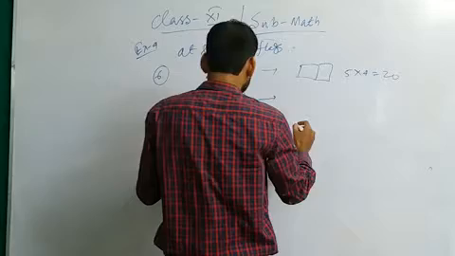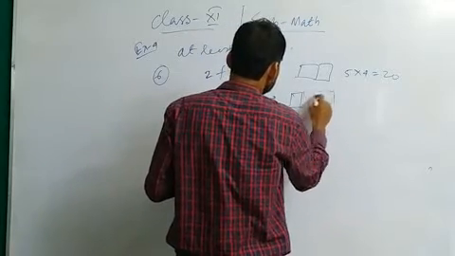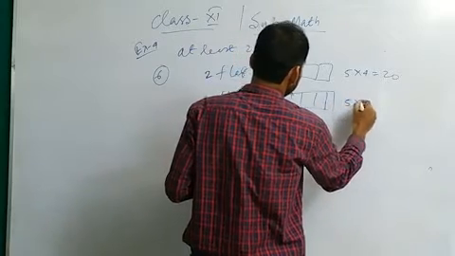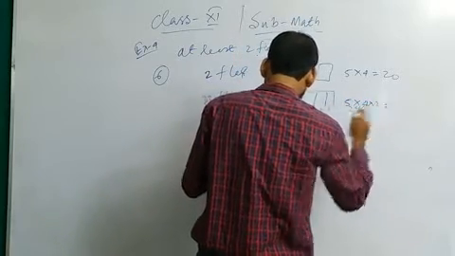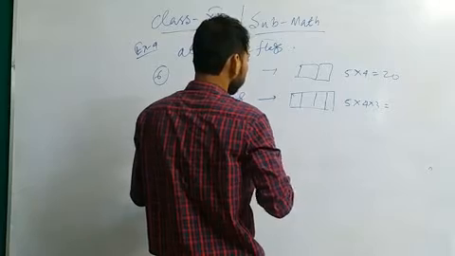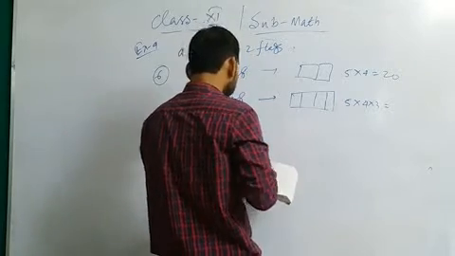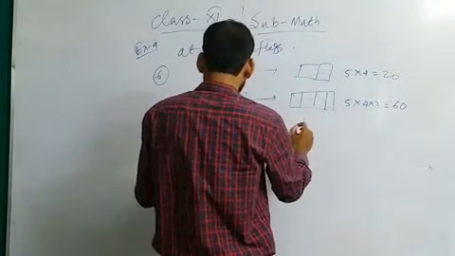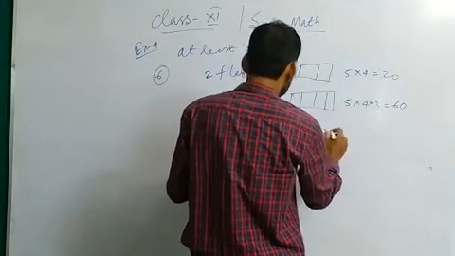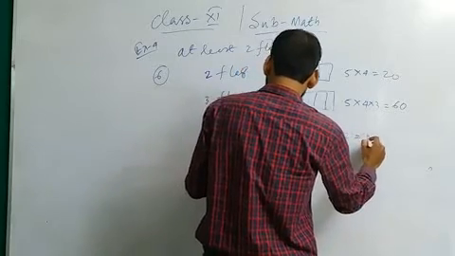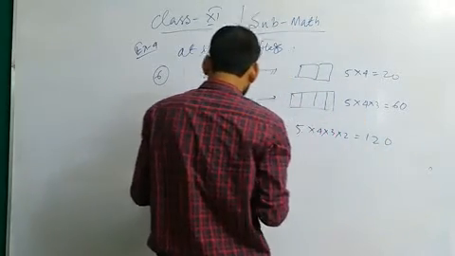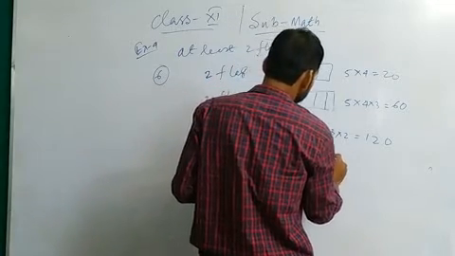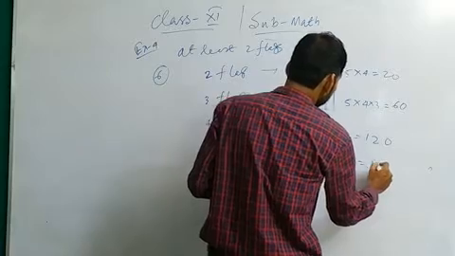For 3 flags, 3 places can be filled, that means 5 into 4 into 3, that means 60 ways. For 4 flags, 5 into 4 into 3 into 2, that means 120. And again for 5 flags, 5 into 4 into 3 into 2 into 1, again 120 ways.